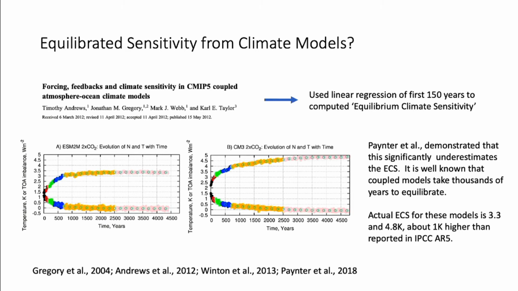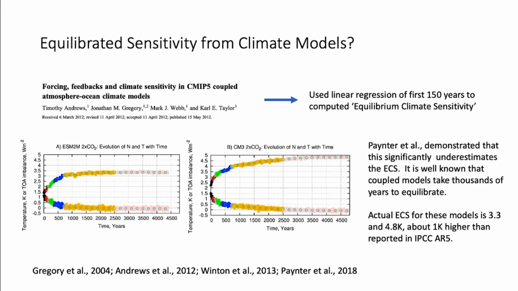There are lots of other studies, though. This one by David Paynter et al. is one of them that shows that a coupled climate model needs thousands of years to equilibrate. I think many people all over the field know this. If you do this and find the real sensitivity after thousands of years, it's much higher than is found with this method. In our case here, with these two models, it was about a whole degree warmer than was estimated here. So for the IPCC report, the way that it is computed, we know that it's flawed.